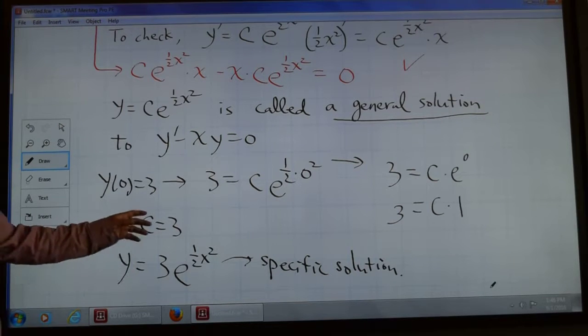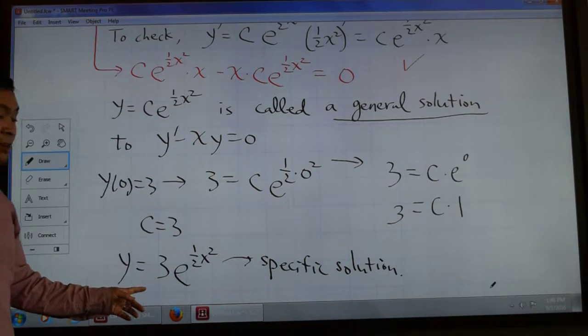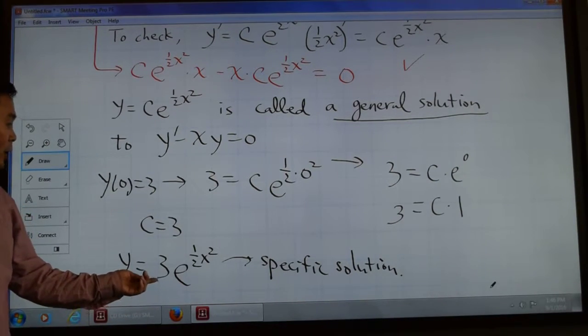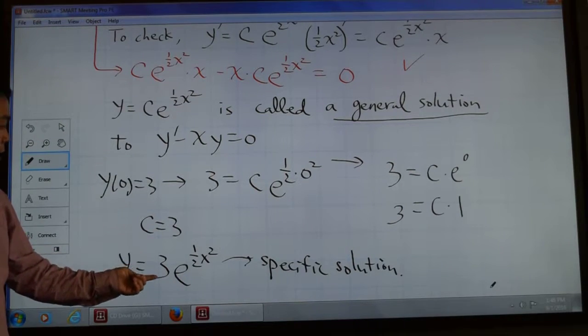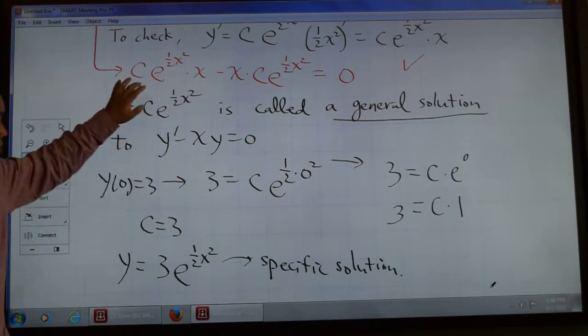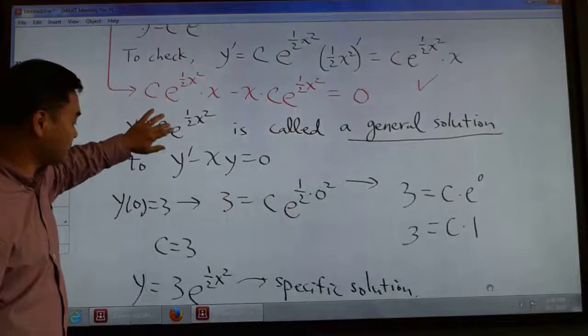General means your parameters are not determined. Specific is when all the parameters are determined, and you have not only satisfied the differential equation, but also the initial condition. This initial condition here is also specified.